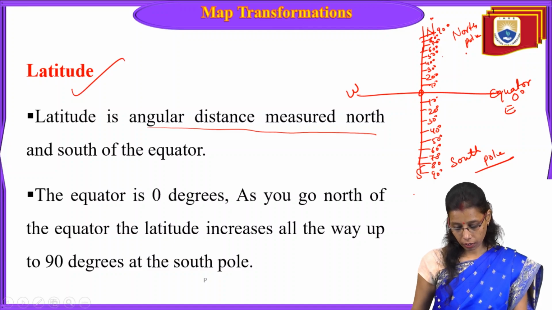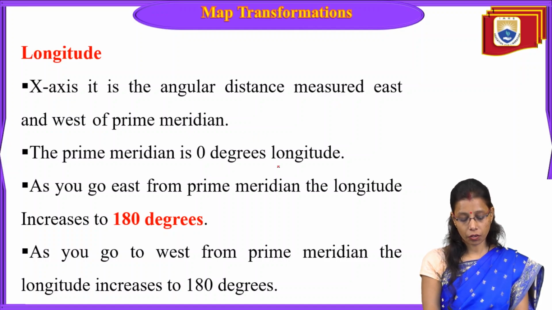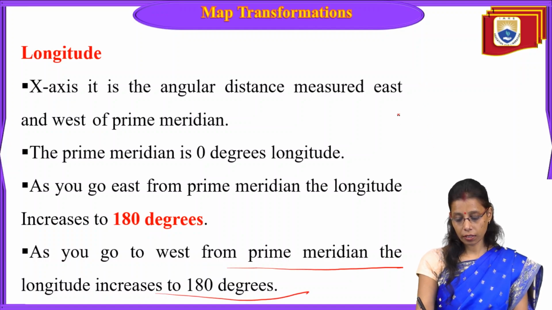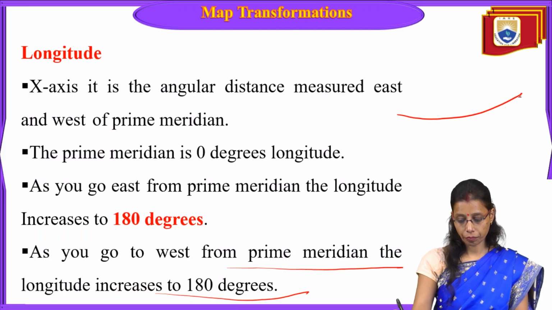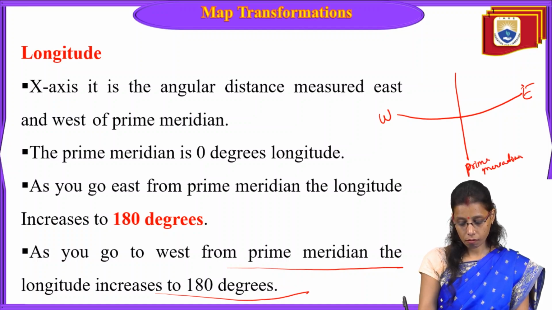Next, longitude, the x-axis, is the angular distance measured east and west of the prime meridian. The prime meridian is 0 degrees longitude. As you go east from the prime meridian, the longitude increases to 180 degrees. As you go west, it also increases to 180 degrees. So it is the angular distance from east to west. Here you have the prime meridian, 0 degrees.